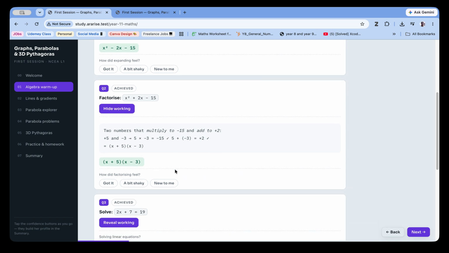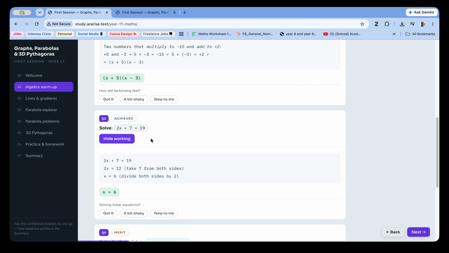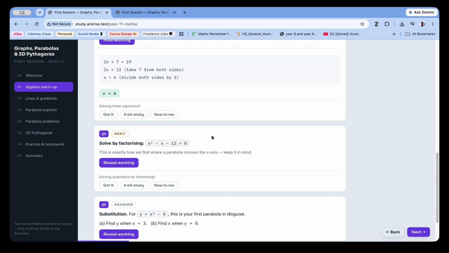Nice. Next one's quick. Solving a linear equation. Solve 2x plus 7 equals 19. Take 7 off both sides. 2x equals 12. Divide both sides by 2. x equals 6. Done. Clean and simple. Okay, now watch this one closely, because this is exactly how we'll find where a parabola crosses the x-axis later.